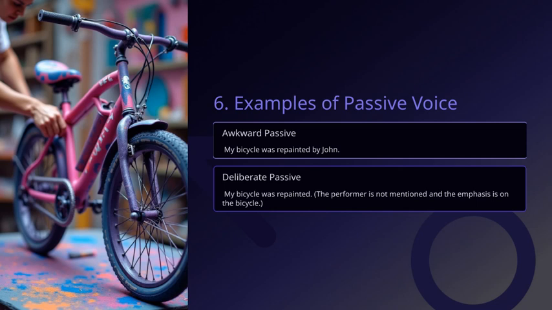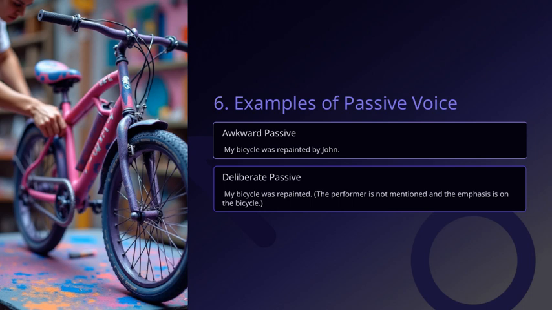First, we have the awkward passive. "My bicycle was repainted by John." This construction can feel a bit clunky or unnecessary because it emphasizes the action and the doer, but in many cases, it's more natural to focus on the object or the result.